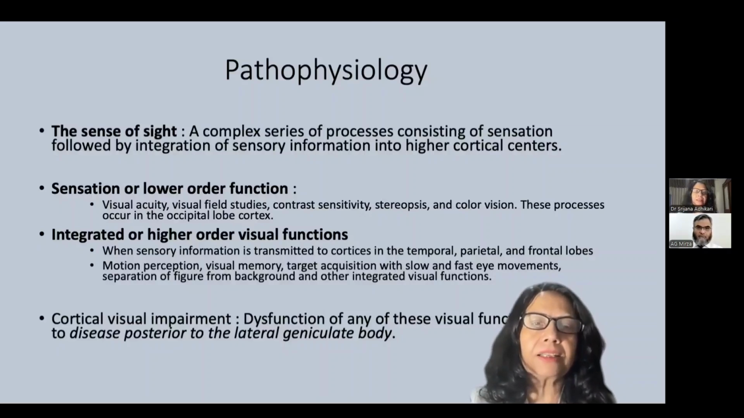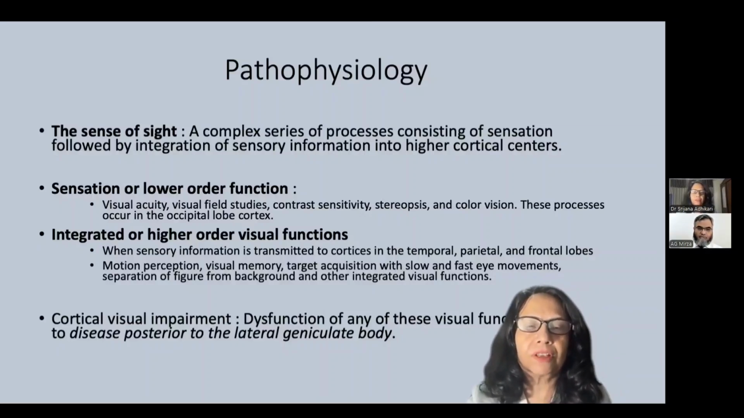Then the integrated or higher order visual functions occur when the sensory information is transmitted to the cortices in the temporal, parietal, or frontal lobes. These include motion perception, visual memory, target acquisition with slow and fast eye movements, separation of figures from the background, and other integrated visual functions. Cortical visual impairment can be a dysfunction of any of these visual functions because of disease posterior to the lateral geniculate body.